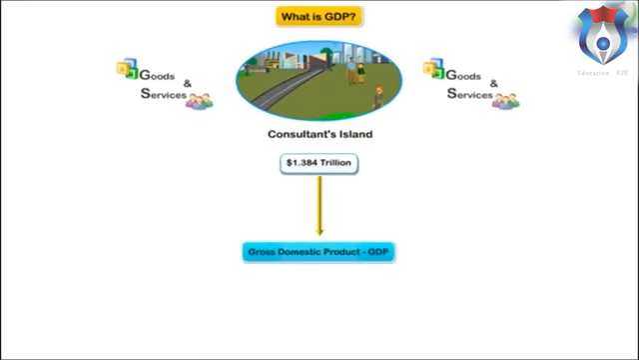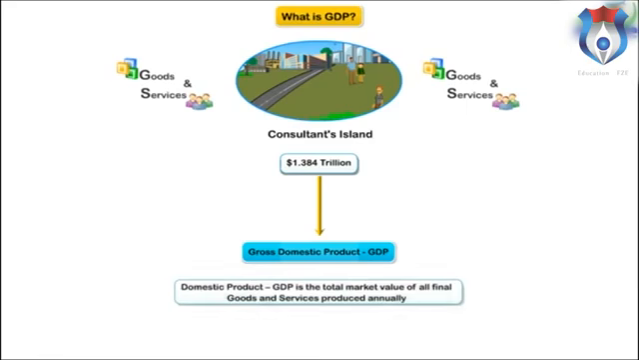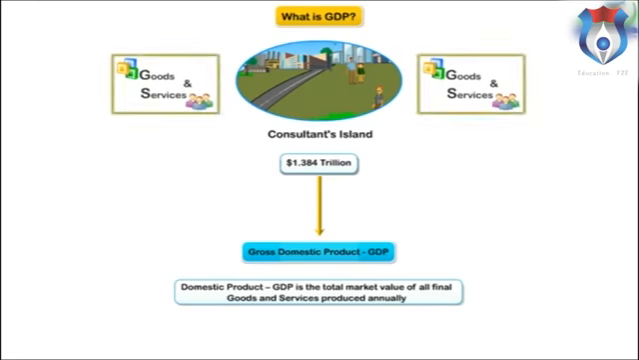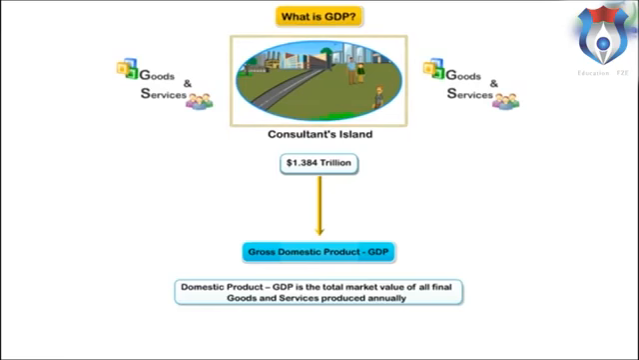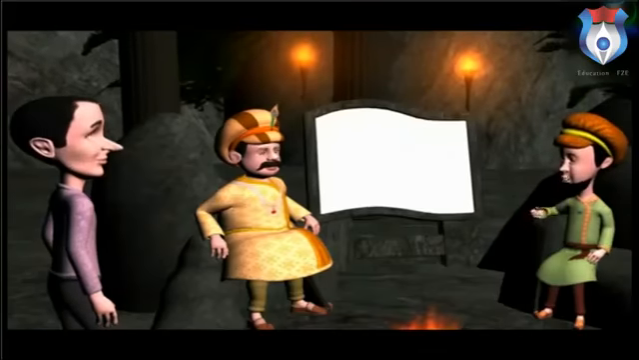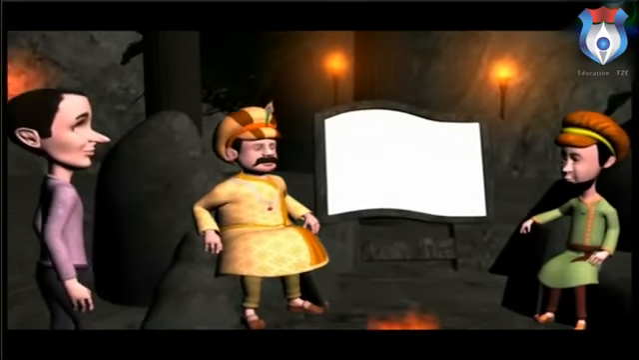Simply put, gross domestic product, GDP, is the total market value of all final goods and services produced annually within a country's borders. Can you please explain by taking a simple example? For sure.